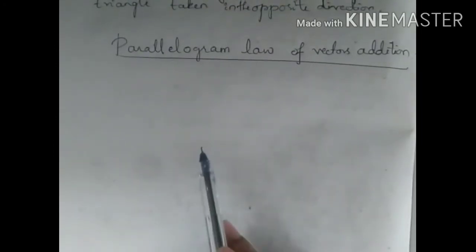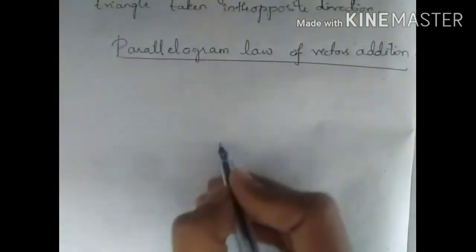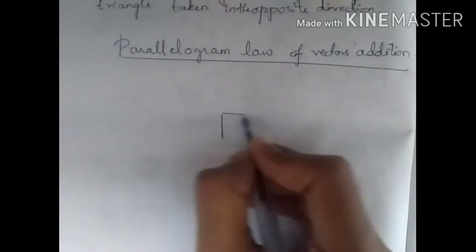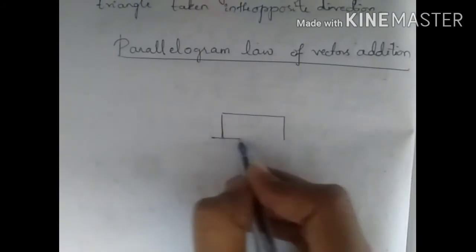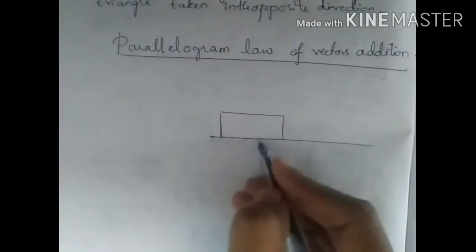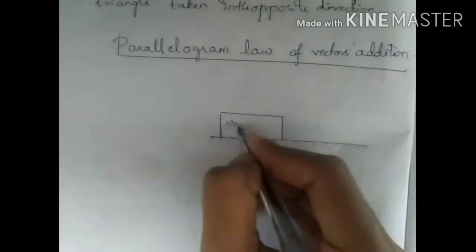The parallelogram law of vector addition can basically be applied when two vectors act on the same point at a certain angle. Let's suppose you have a wooden block here. So this is the surface, and you have a wooden block.